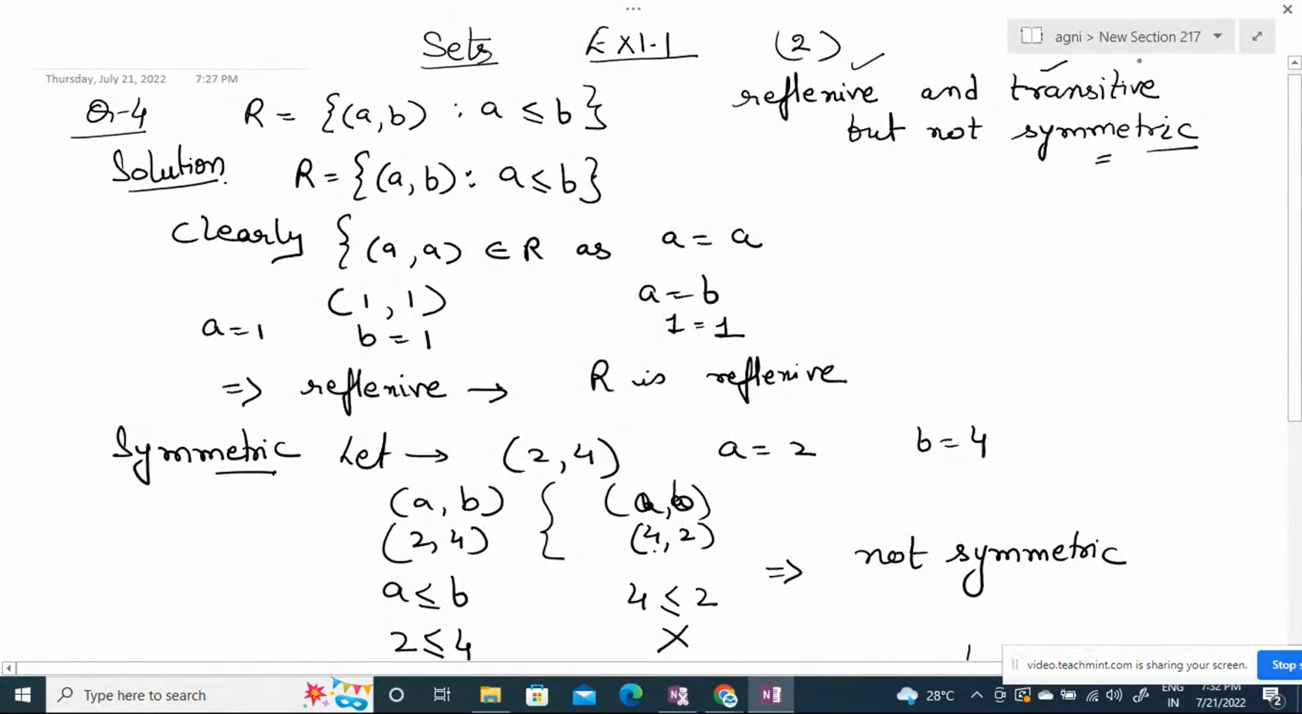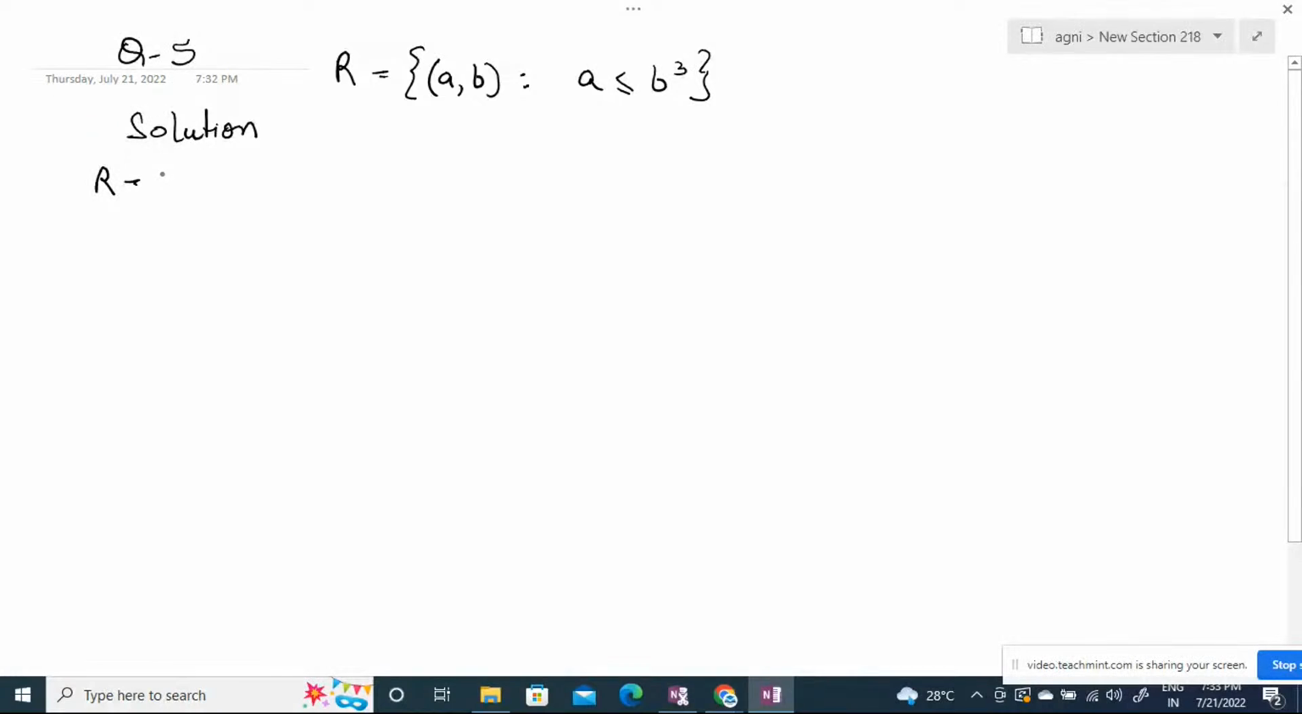Now the next, question number 5 of the exercise, I am going to explain you. In question number 5 we have a relation R, which is equal to (a, b) such that a is less than equal to b cubed, and we have to check whether it is reflexive, symmetric or transitive. Now I am going to check one by one. How will you solve this? Its solution: relation R is equal to (a, b) such that a must be less than equal to b cubed.